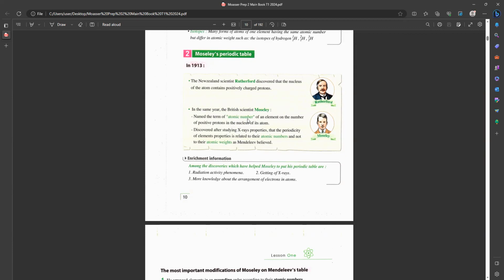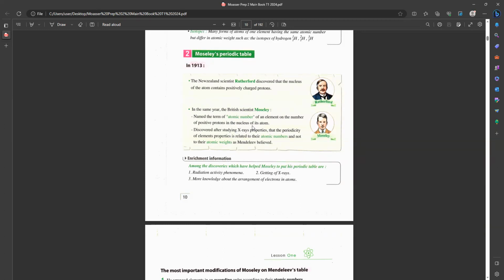Atomic number is the number of protons only. Atomic weight is the number of protons plus the number of neutrons. This is what makes Moseley's periodic table different from Mendeleev's. And he discovered some properties of the elements by X-ray. X-ray is a type of ray. Scientists used it to discover the shape of the element or atom and how it reacts, its physical or chemical properties.